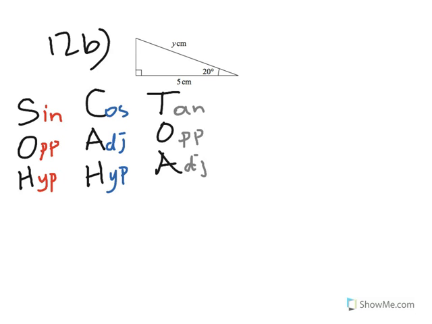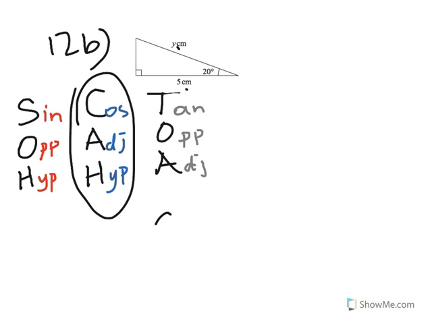Okay, question 12b, you're being asked to calculate y. Now y is the hypotenuse because it's opposite the right angle, and 5 is the adjacent side because it's the side that the right angle and the other angle both lie on. So knowing this, we have the adjacent, and we want to find the hypotenuse. So now you have to look at your SOHCAHTOA. Which of the functions relates the hypotenuse and adjacent? It's the cosine function.